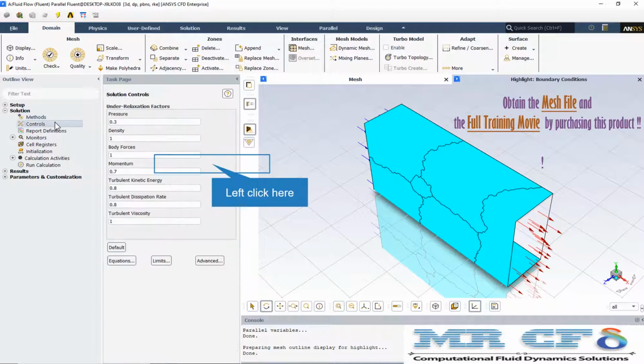For setting under-relaxation factors, we should say that the pressure-based solver uses under-relaxation of equations to control the update of computed variables at each iteration. In ANSYS Fluent, the default under-relaxation parameters for all variables are set to values that are near optimal for the largest possible number of cases.